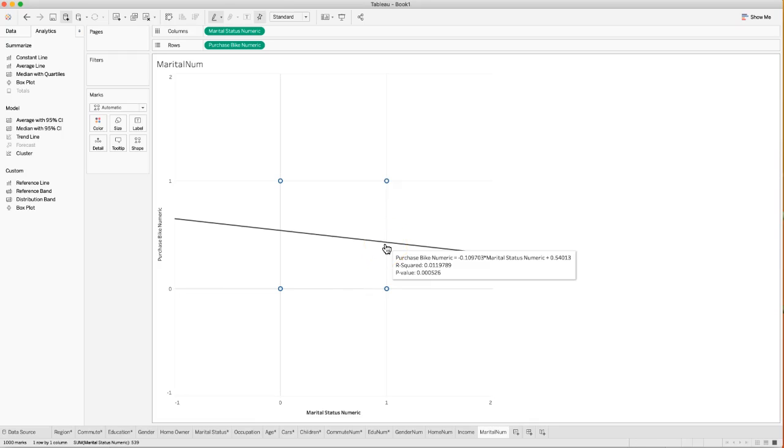This is not all we're going to do with data visualization in this course, but it helps me understand the relationships between all of these variables with purchase bike numeric. That's how I use data visualization when it comes to doing machine learning. This is just a starting point to help me explore the data. I'm going to do much more advanced things with the data later on.